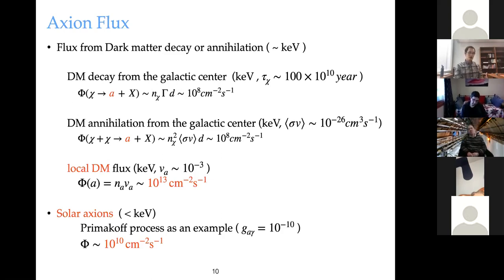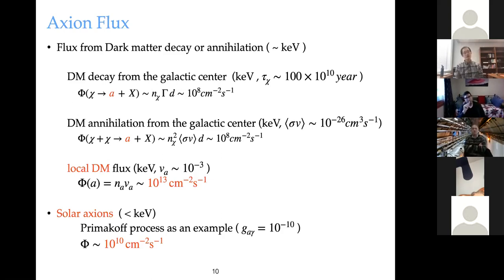Dark matter annihilation from the galaxy center: take keV dark matter annihilating to an axion plus other stuff, and put a cross section of 10 to the minus 26. Maybe this is just a benchmark value for thermal dark matter. Maybe you can argue this is too large, but this is just for estimation. Then you get the same thing, 10 to the 8 per centimeter squared per second.